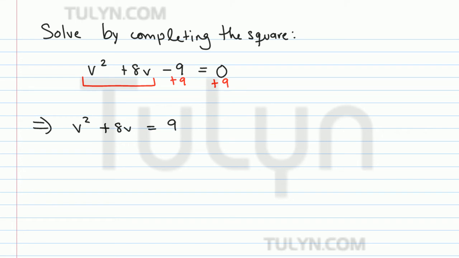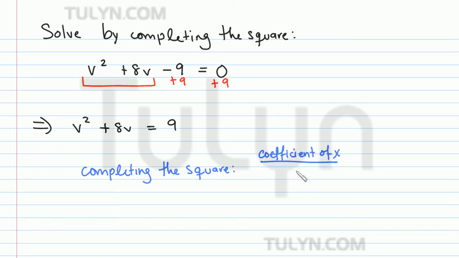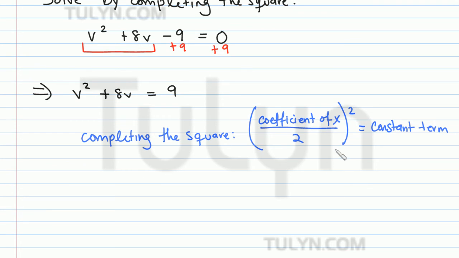So now we recall the method of completing the square. The idea behind it is that you take the coefficient of x, you divide that by 2, and then you square the result, and what you end up getting is the constant term of a perfect squared trinomial. And a perfect squared trinomial is basically something that's going to give you x plus a squared or x minus a squared. Something that looks like that.